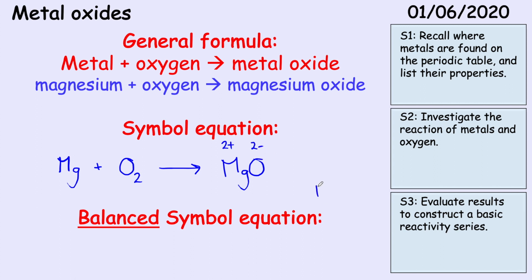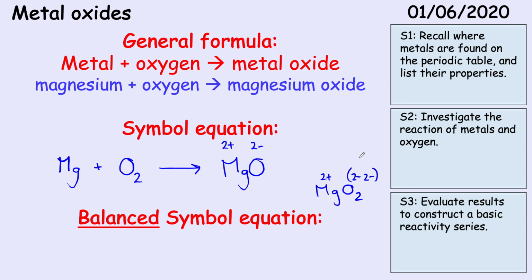If it was MgO2, i.e. you've just pushed these two things together, then the charges wouldn't balance. Mg would still be 2+, but now we've got 2− ions.